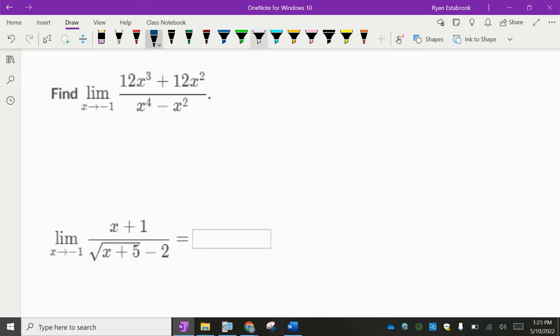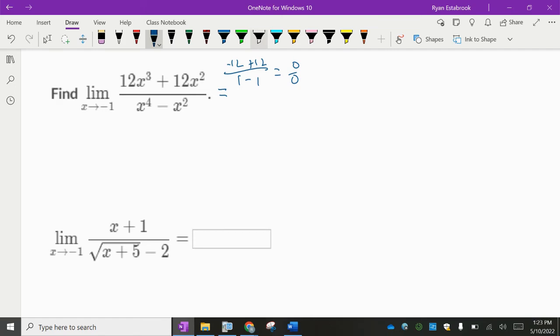Okay, so for this one, again, the first thing you want to do when you see these problems is just plug it in. Plug in −1 for all the x's. 12 times (−1) cubed. What is (−1) cubed? Sorry, −1 times 12 is −12. (−1) squared times 12 is 12. So −12 plus 12 in the numerator, divided by (−1) to the 4th minus (−1) squared. We get 0 over 0, and this is different. It's not 5 over 0 or 1 over 0. It's 0 over 0.